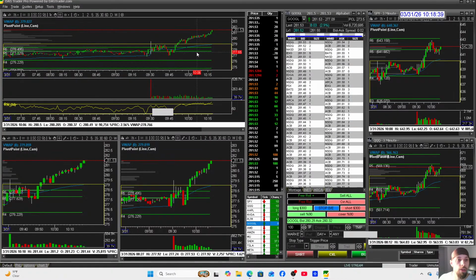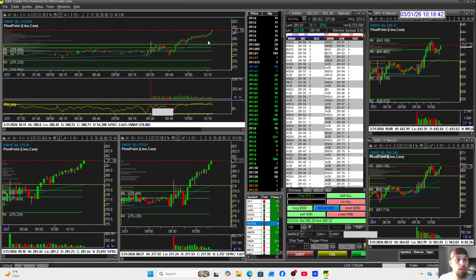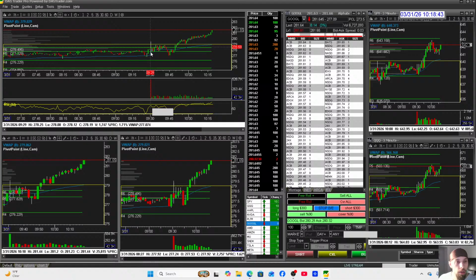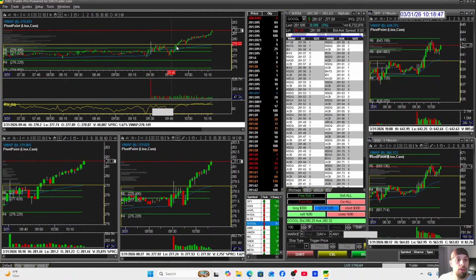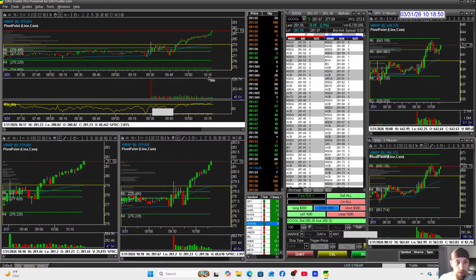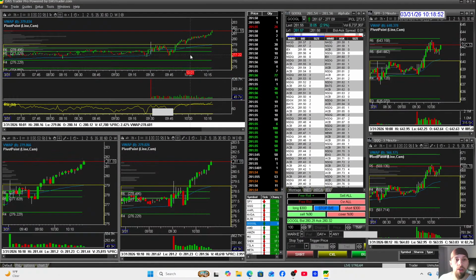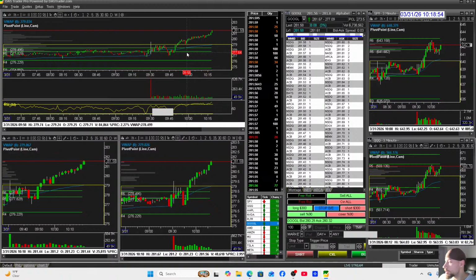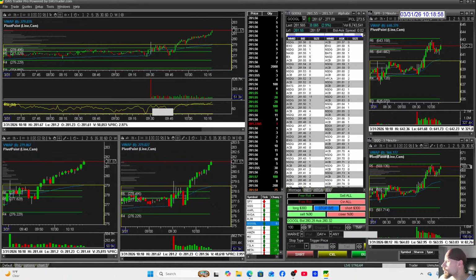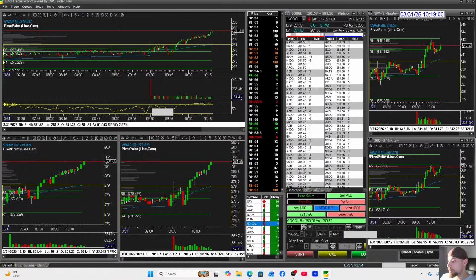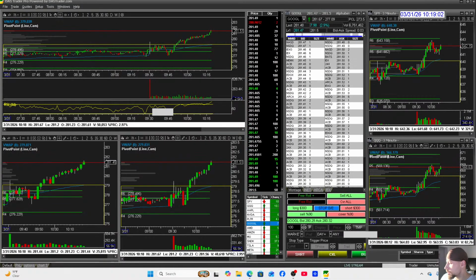Man, Google's just killing it. Something to keep in mind too, R6 level: if it holds above it, a lot of times it can just break out. And it broke out nicely, so something we do have to consider here. Keep in mind.